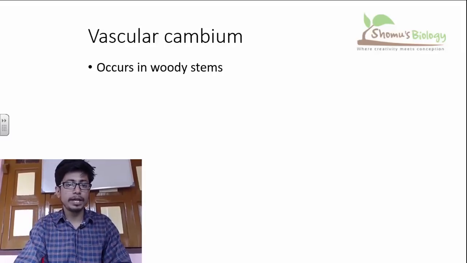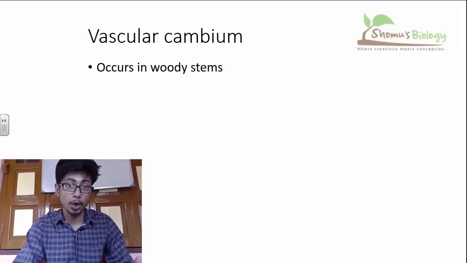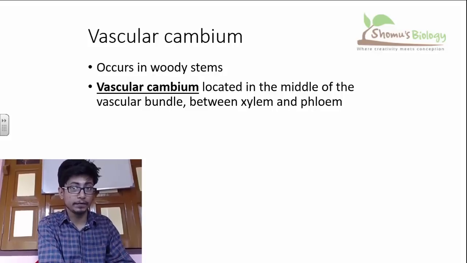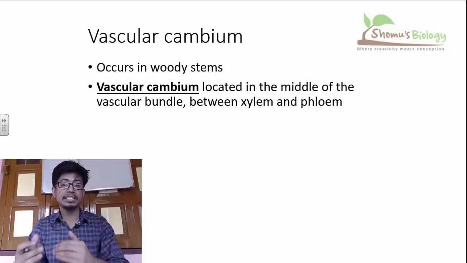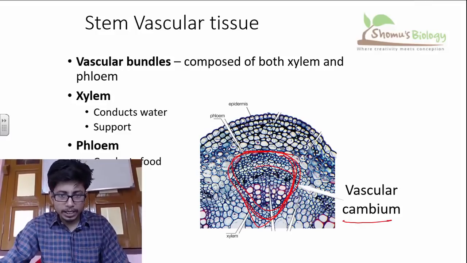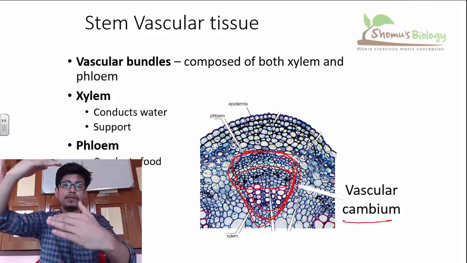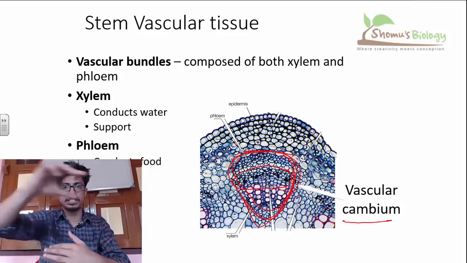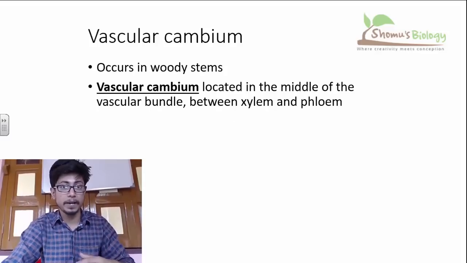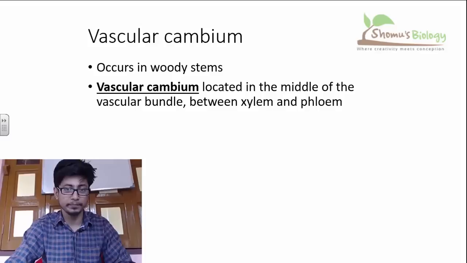If you look at the vascular cambium, it occurs in woody stems only, and it is located in the middle of the vascular bundle between the xylem and phloem. So if you look at here, this portion is known as the vascular cambium, because phloem is present at this region, xylems are present at this side. So between xylems and phloems there is a strip of cells present. It's giving a very rigid unit for only the woody type of plants, and we call them vascular cambium.